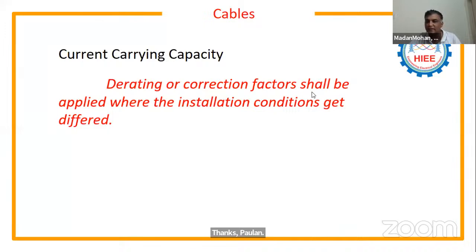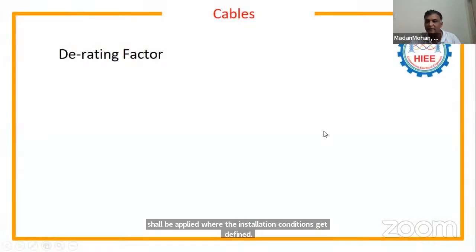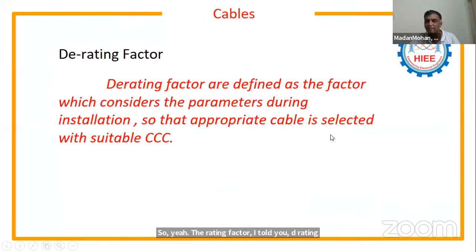So, derating factor or correction factor shall be applied where the installation conditions differ. Derating is nothing but oversizing of the cable, based on the actual laying conditions, whether you are laying underground or above the ground. Derating factors are defined as the factors which consider the parameters during installation so that an appropriate cable is selected with a suitable current carrying capacity. CCC is nothing but current carrying capacity.